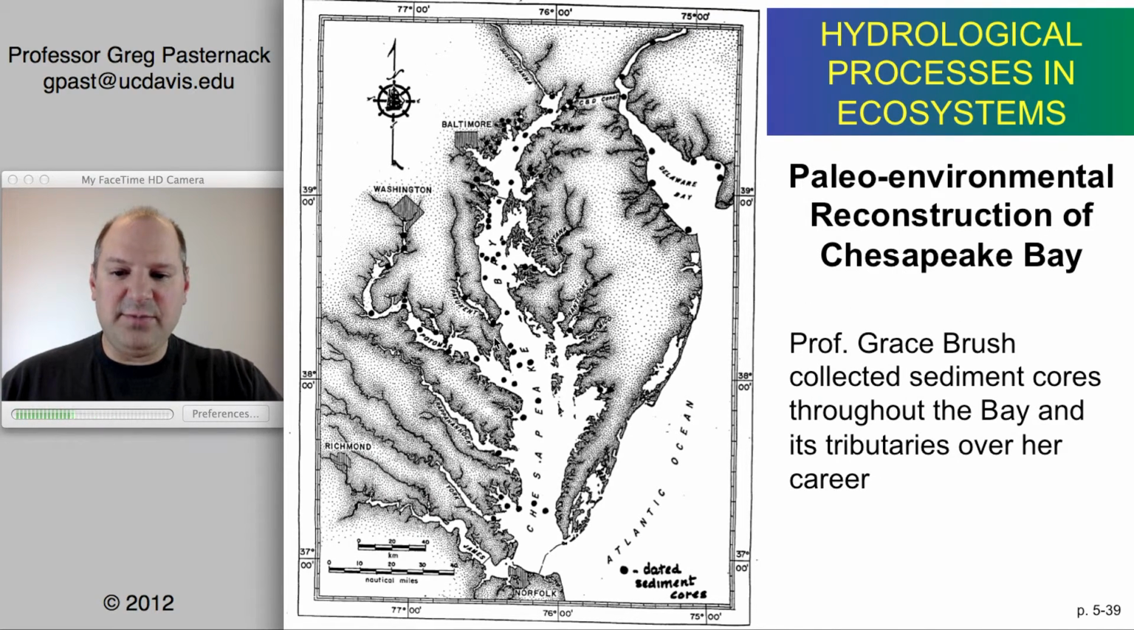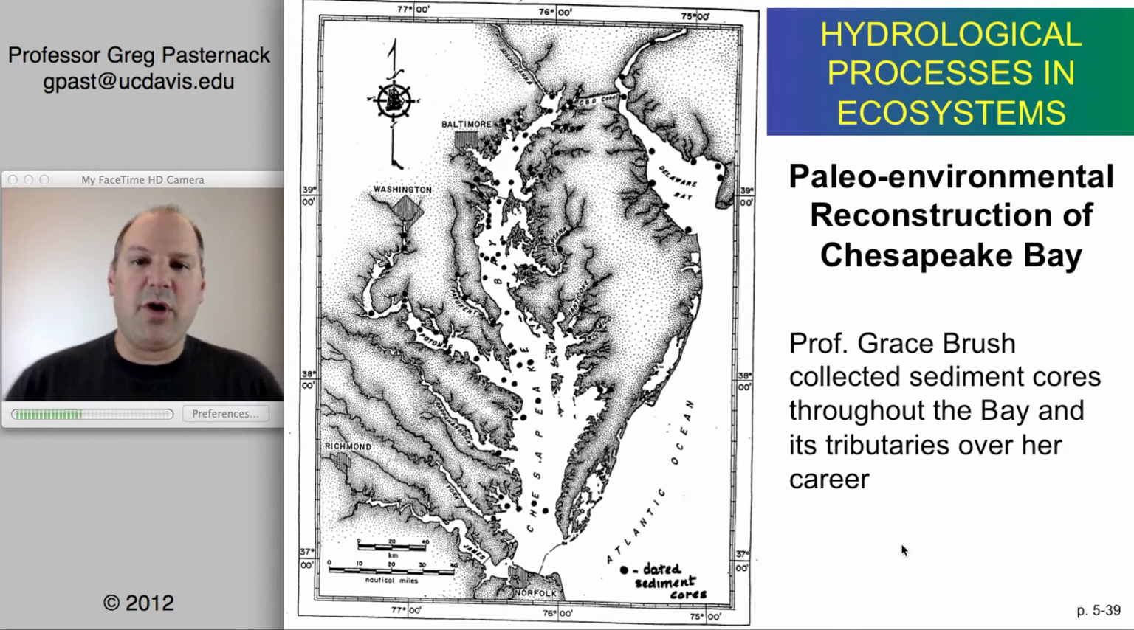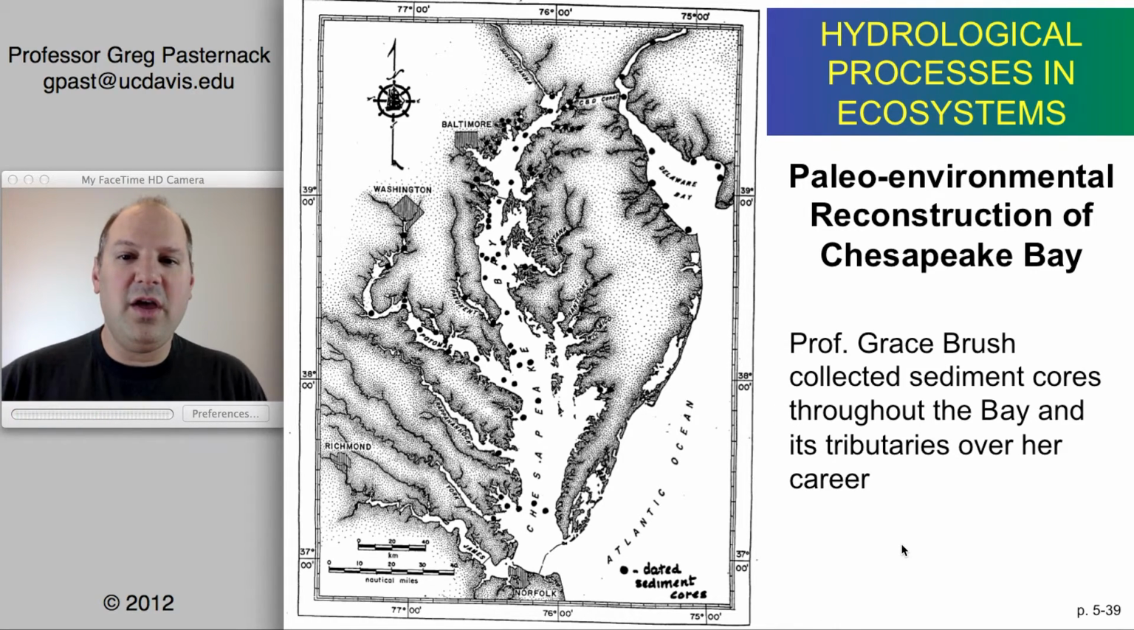This is a map of Chesapeake Bay, and there are these dots all throughout the main bay, as well as the tributaries like the Potomac River, the Rappahannock, the Bush River, the Gunpowder River, and so on. So you see all those dots. Well, all those dots are locations where my PhD advisor, Professor Grace Brush, and her students, like myself, over the years have collected sediment cores.